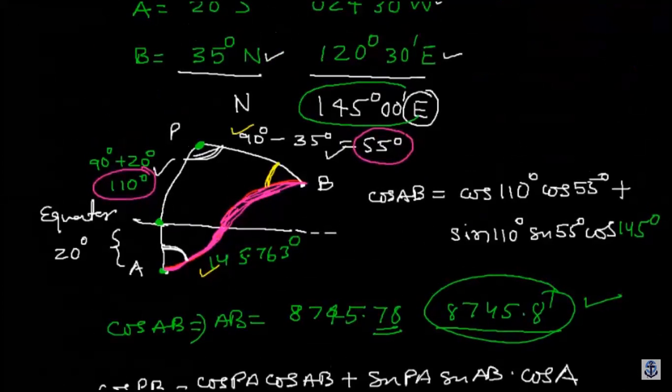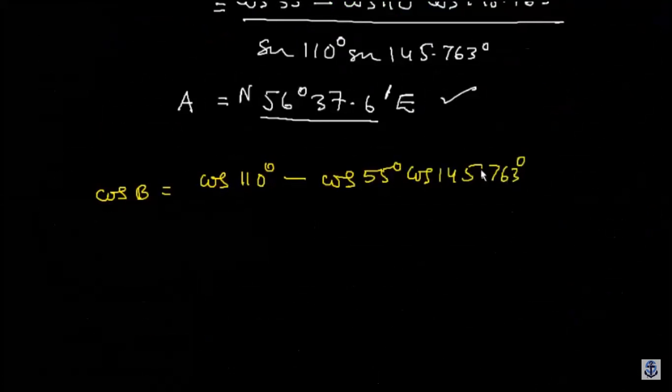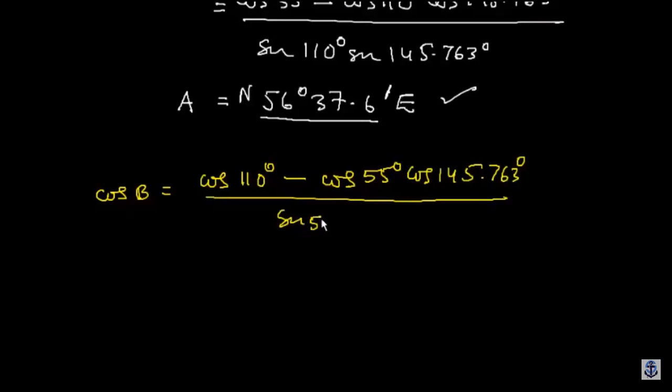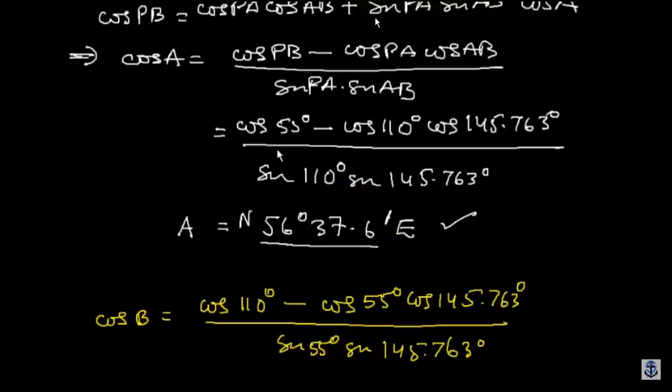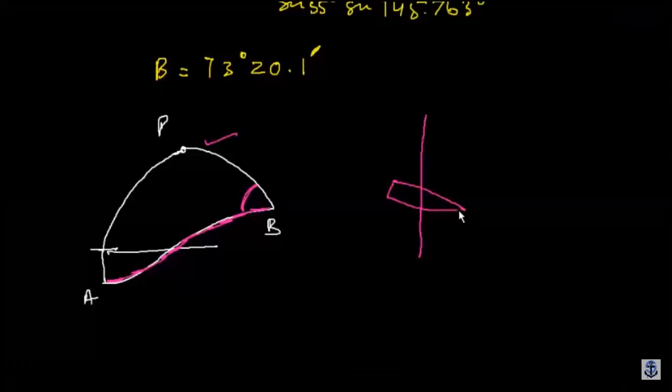Now we will calculate angle B. So again, cos B is equal to cos of the opposite side minus cos of the adjacent side upon sine of adjacent sides. The same thing, we put in the calculator and we get the values. So for angle B we get 73 degrees 20.1 minutes. Now we resolve it into our course. So the ship is somewhat going like this, and we get this 73 degrees 20 minutes.